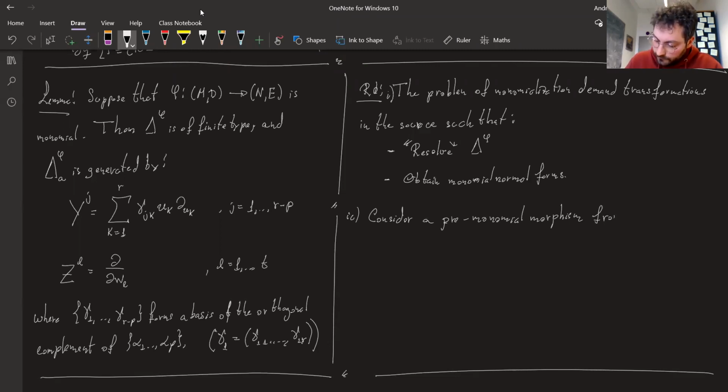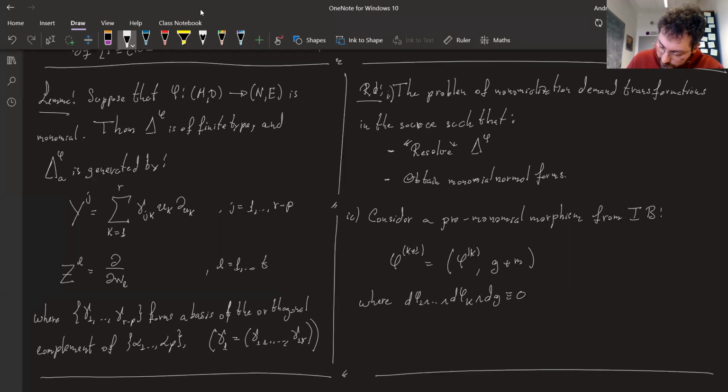So from the beginning, right? We had phi k plus 1 equal to this phi k, and then we wrote g plus m, where g was a relation. So d phi 1, d phi k, dg is equal to 0. And if we disregard the relation g, then this is monomial.